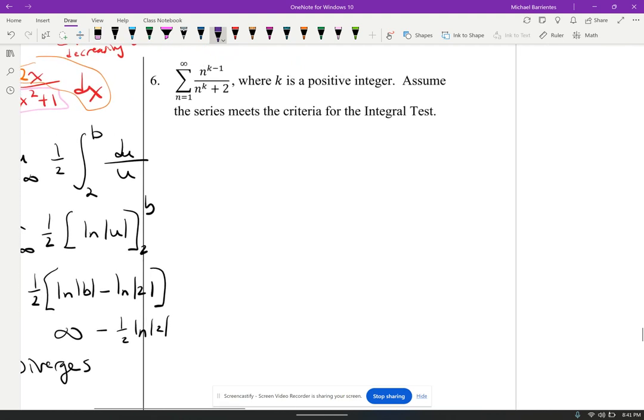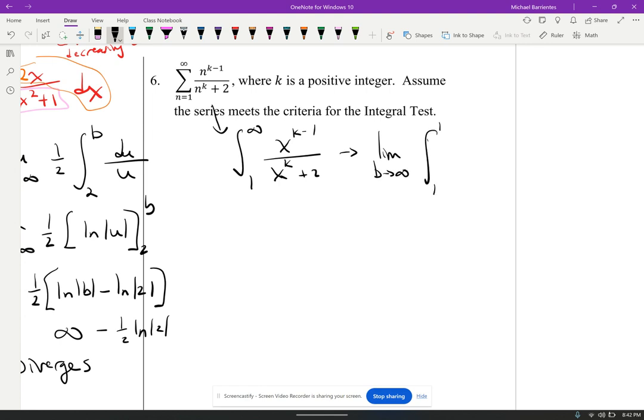So number 6, they're saying definitely use the integral test. So that means I need to rewrite this as the integral from 1 to infinity of x to the k minus 1 over x to the k plus 2. Well, it's an improper integral, so I know it's going to involve a limit as b approaches infinity from 1 to b. But as I look at this, how am I going to take the antiderivative of that?